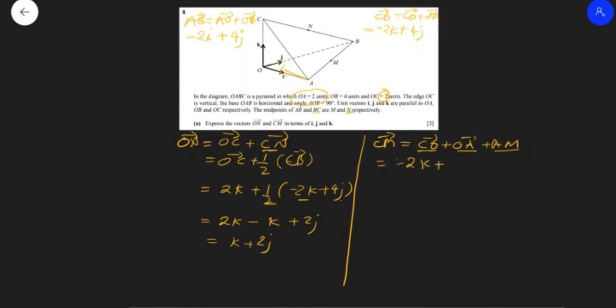OA is 2i plus half of, we just got it, 2 minus 2i plus 4j. Minus 2i plus 4j. And let's simplify this just like the previous one. Minus 2k plus 2i, minus i, half of minus 2i, and then plus 2j. Alright, so do we have something? Yes, they are simplifying. So it will be i plus 2j minus 2k.